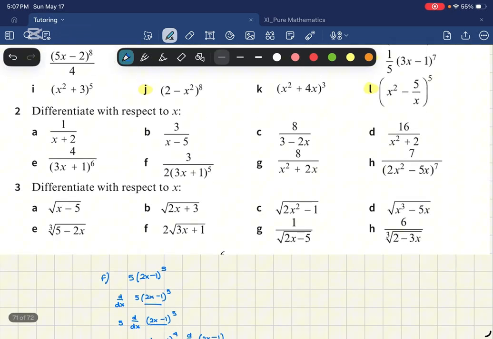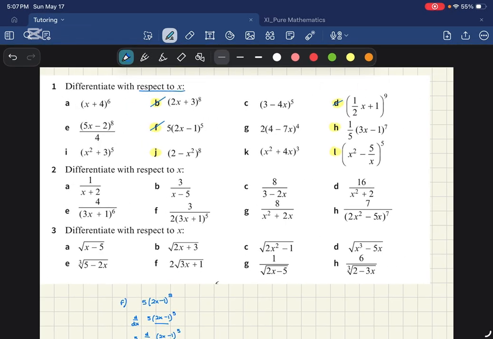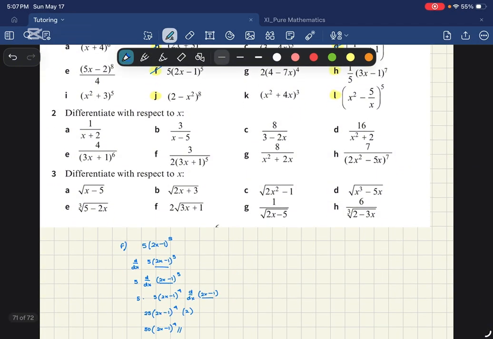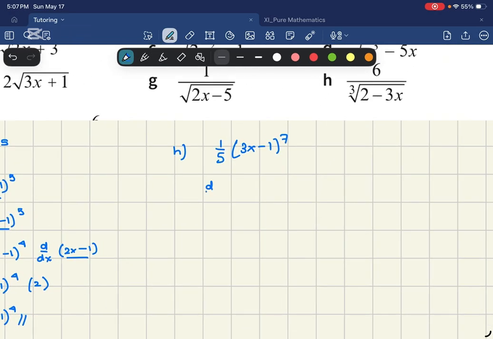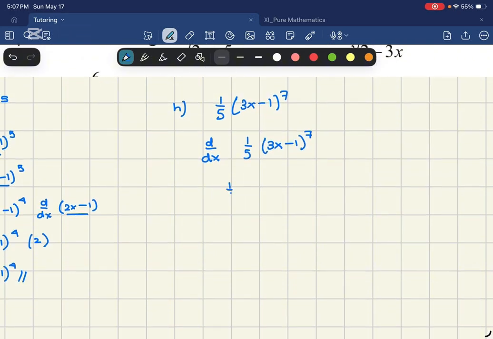For h, it is the same thing. Okay, let's do h. h is 1/5 (3x − 1)^7. So if you differentiate it, you can take out 1/5, d/dx of (3x − 1)^7.